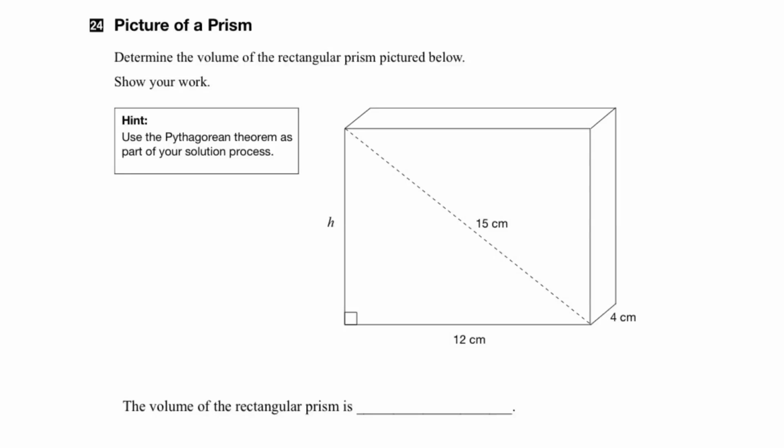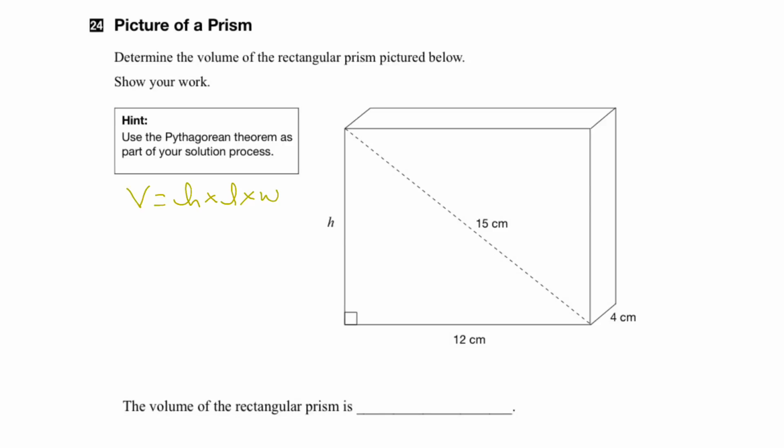In this open response question, we have to determine the volume of the rectangular prism shown here. And we know that volume involves 3 dimensions, so we would need 3 variables to solve for the volume. And our formula for the volume of a rectangular prism is the height times the length times the width.